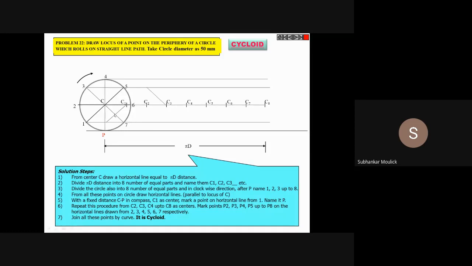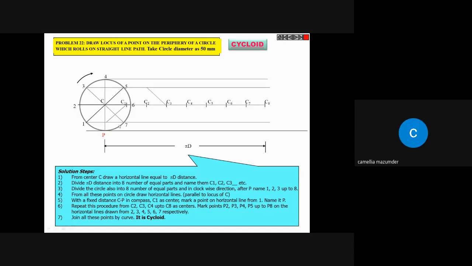Similarly, you will take the same length CP in your compass. You will place the compass at center point C3. On which line will you cut an arc? You will cut an arc on the third line passing through the circle, at this particular point. Yes or no?